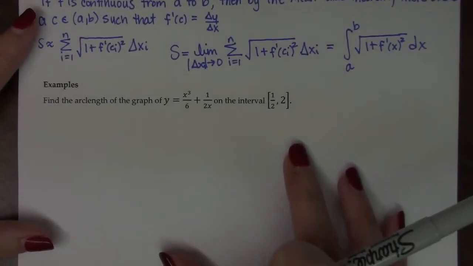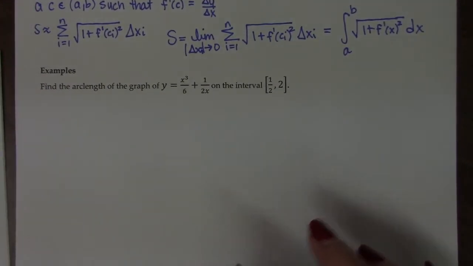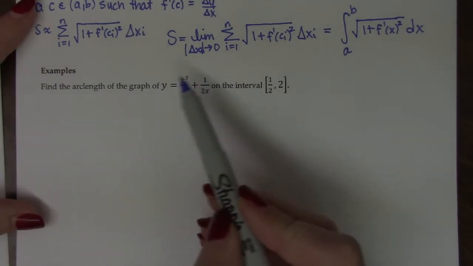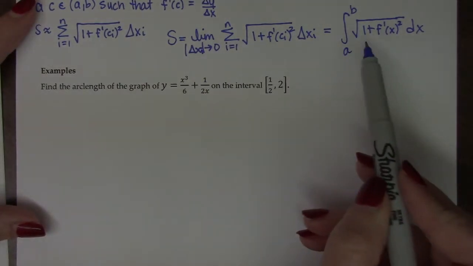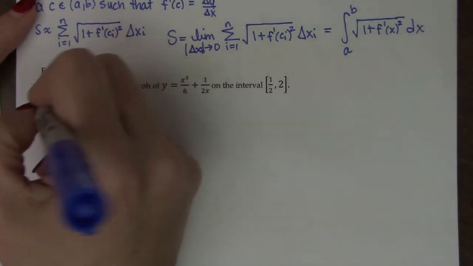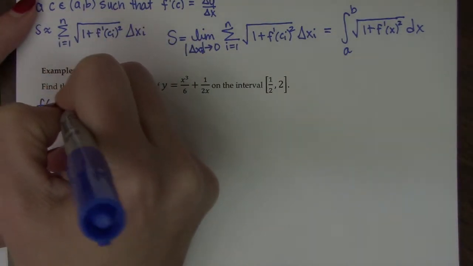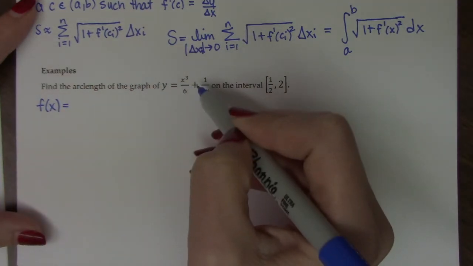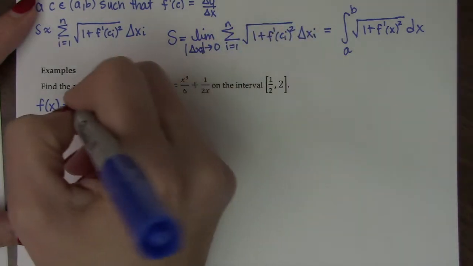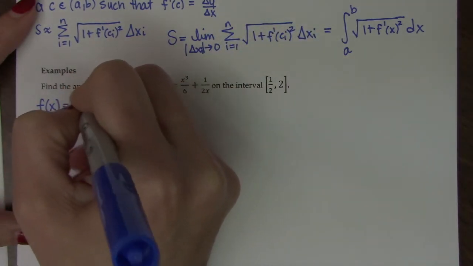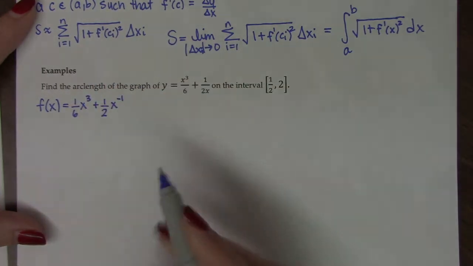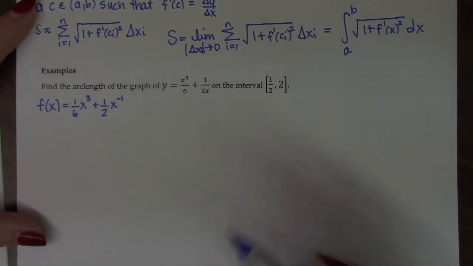So let's look at an example of calculating the arc length of a function. We want to calculate the arc length of this function on the interval 1/2 to 2. What I want to do here is build this radical step by step. First, I've got the original function, and I'm going to rewrite it just slightly so it's easier to work with using the power rule. So I'm going to say that's 1/6 times x cubed plus 1/2 times x to the negative 1. I wrote it like this so that when I take the derivative, the power rule is easier.